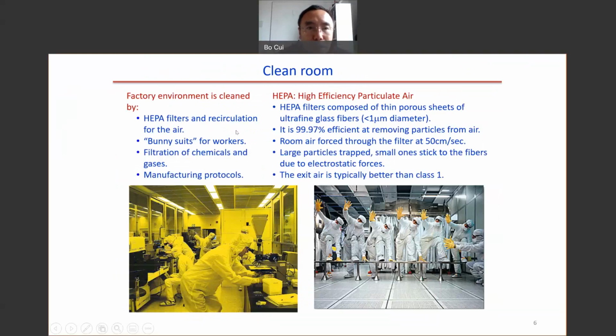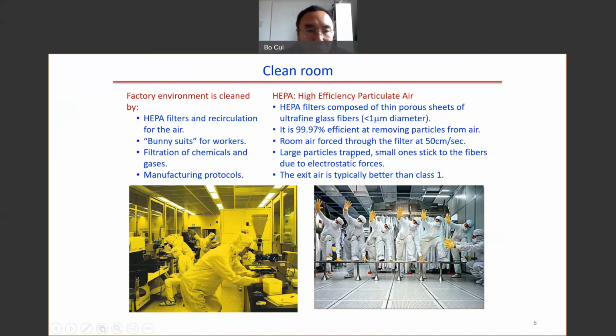In the clean room, we use the HEPA filters. We use the filters to circulate the air, to filter out the particles. HEPA means high efficiency particulate air. It contains lots of thin porous sheets of the fibers. It can get rid of most of the dust particles. The room air is forced through the filter at 50 centimeters per second.